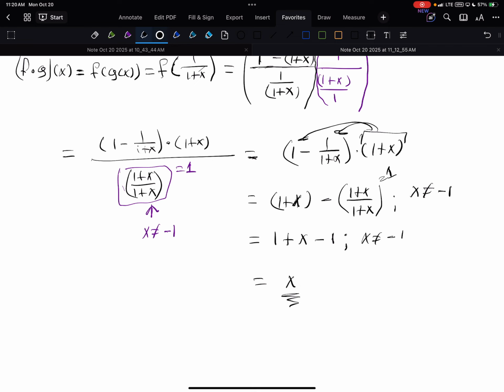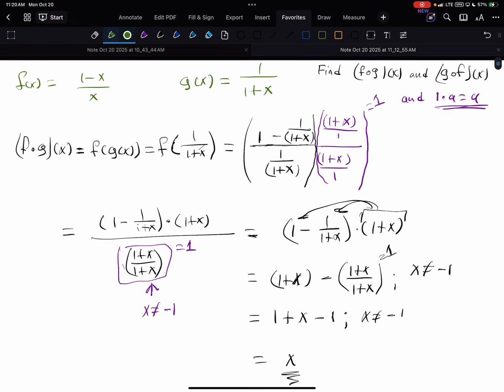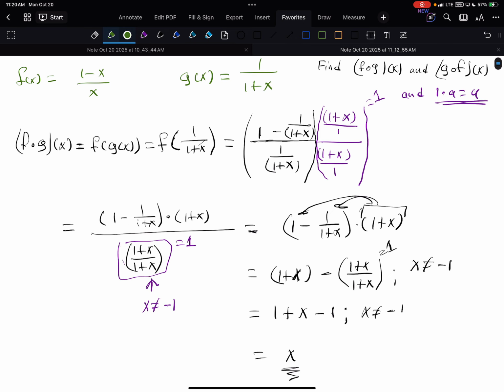The problem is it's not just x, even though x clearly has a domain of negative infinity to infinity. This function, f of x composed with g of x, f of g of x, does not have a domain of negative infinity to infinity. And in fact, there's one more restriction, because I have to go back and look at the original functions.